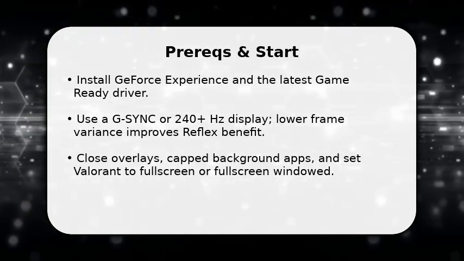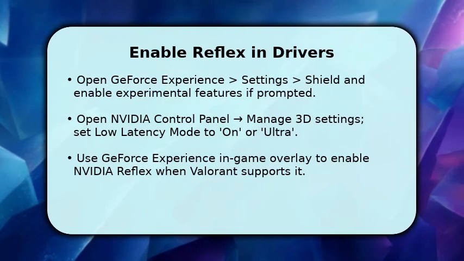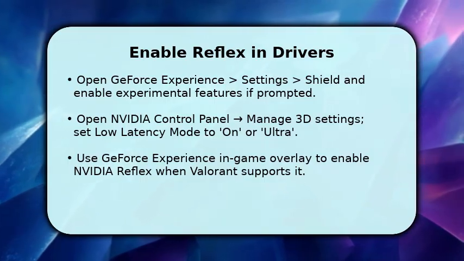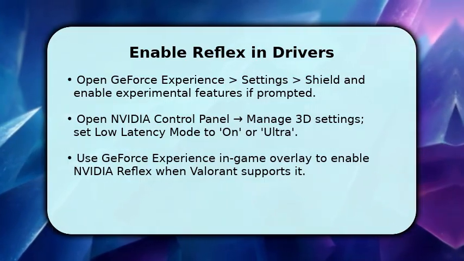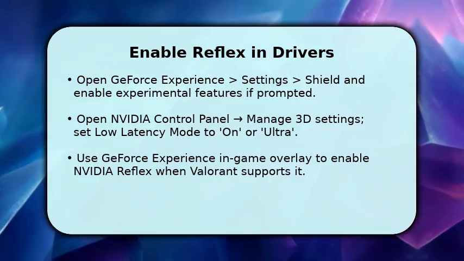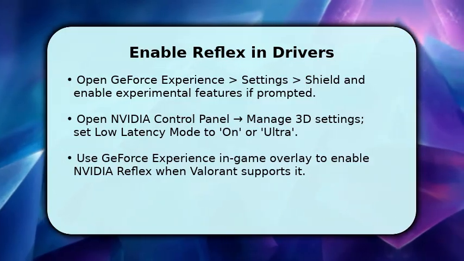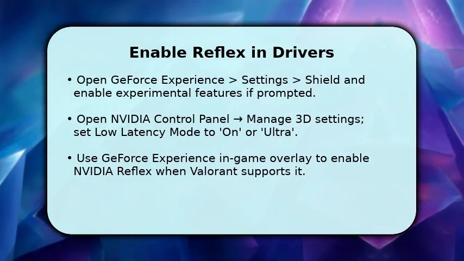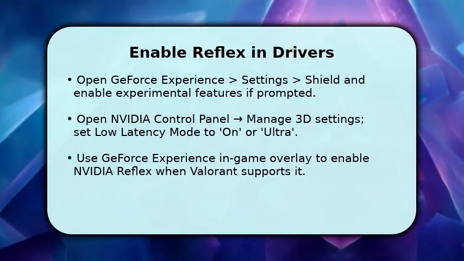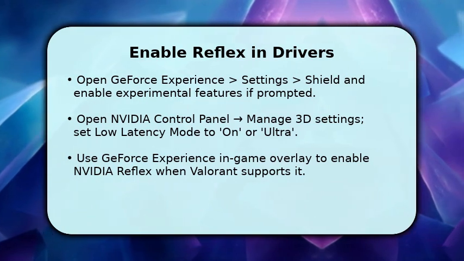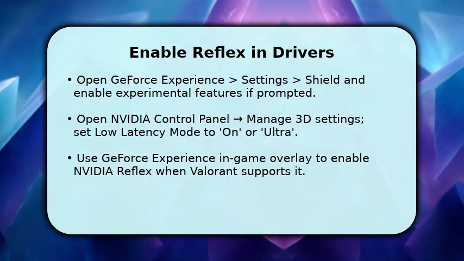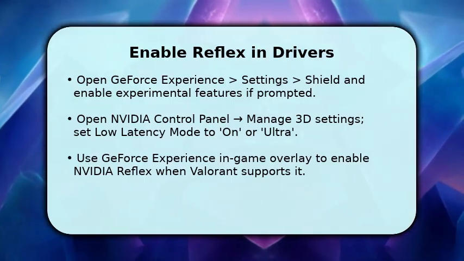You now enable Reflex features inside Nvidia software. First, open GeForce Experience and enable experimental or advanced game optimizations if required. This exposes Reflex toggles. Then open Nvidia Control Panel and set low latency mode to on or ultra to tighten frame queuing. This complements Reflex by preventing extra input lag. Once done, use the in-game overlay or Valorant's graphics settings to turn on Nvidia Reflex low latency. This ties the driver measurements directly to the game engine for best results.